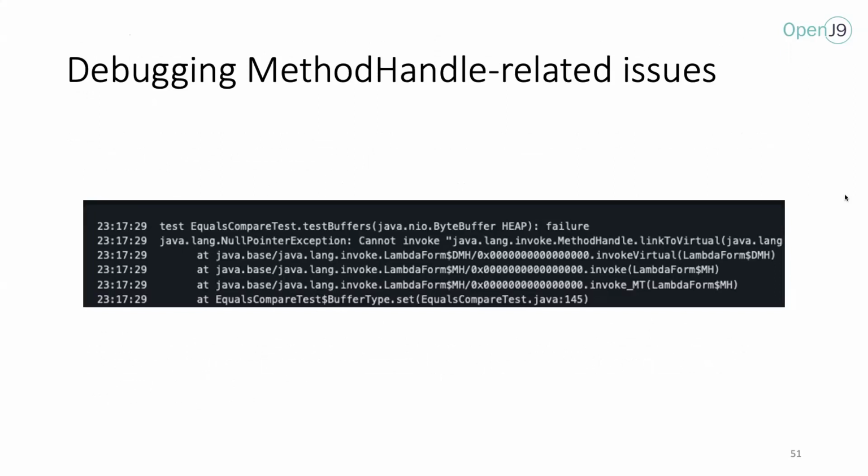So here's an example of what a MethodHandle-related failure can look like. You may see various Lambda form generated methods with 0x00 and something .invoke or .invoke underscore method type. And they can exist in multiple places in the call stack. And if it is very close to the site of exception, then the chances are high that it is a MethodHandle related problem.